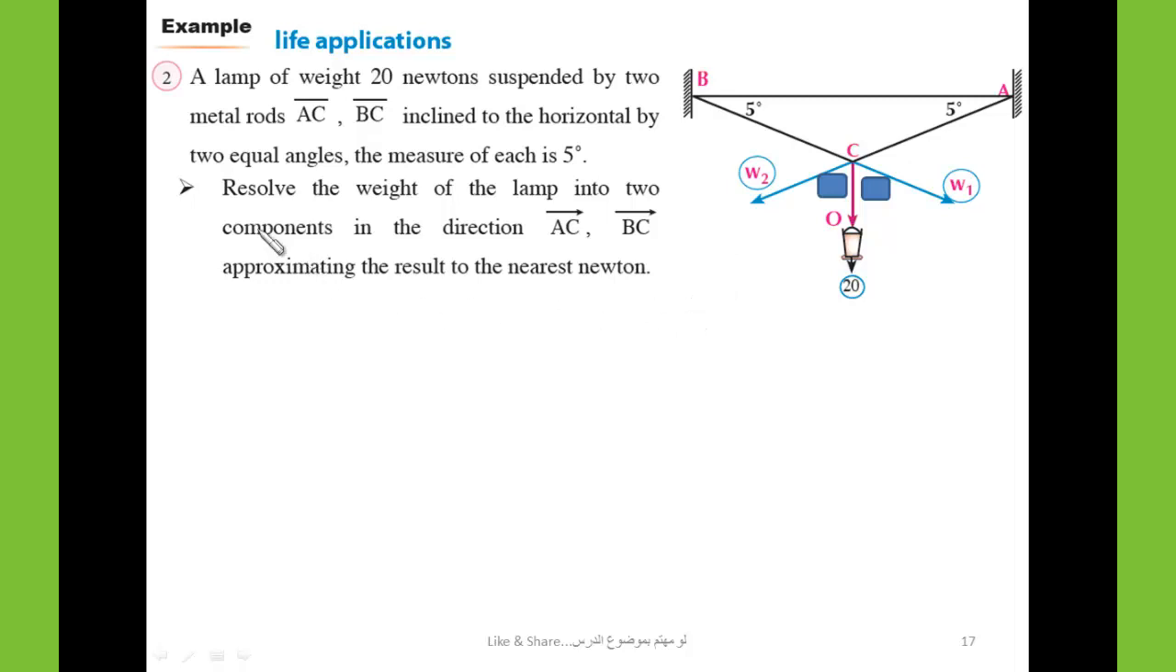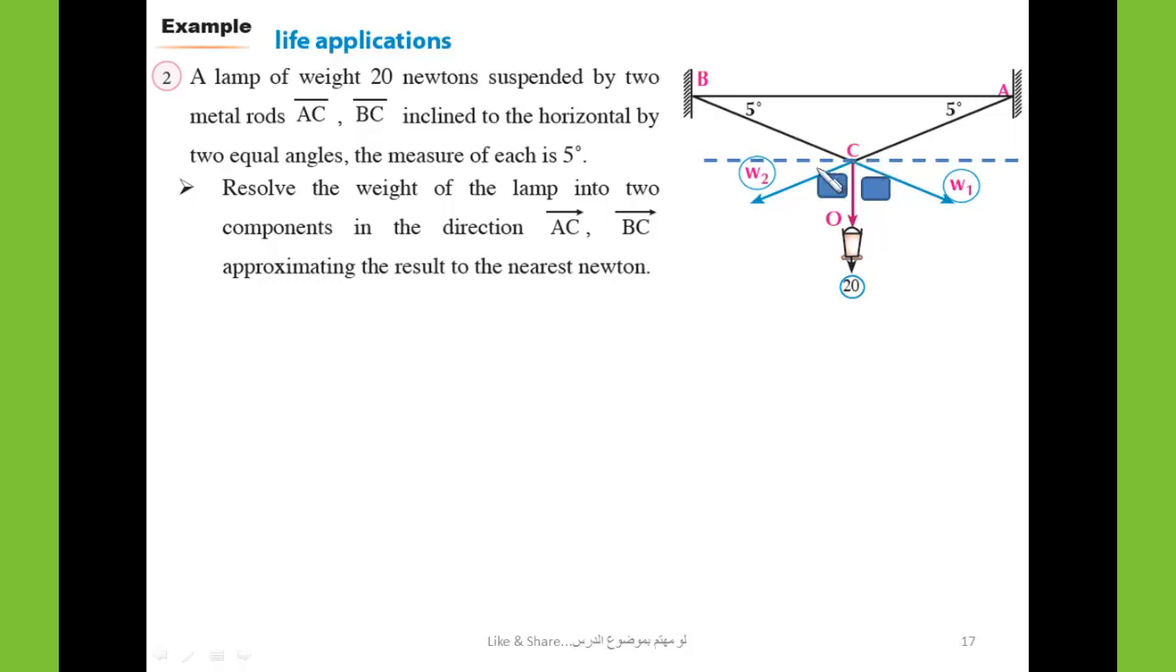The required is to resolve the weight of the lamp into two components, in the direction of AC and in the other direction BC. So we have W1 and W2, approximating the result to the nearest newton. To construct this, we have the measure of this angle equals 5 degrees, alternate position, and the other angle also equals 5 degrees.